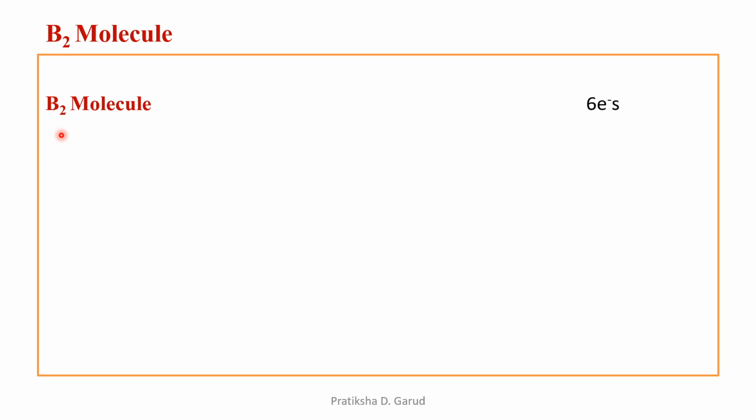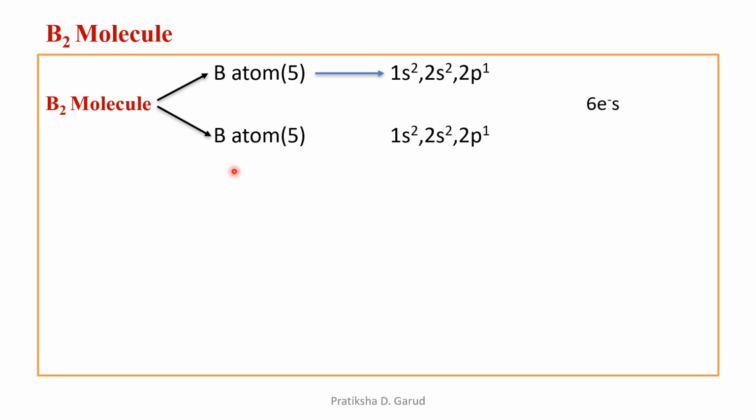So let's see that the B2 molecule, the structure says it consists of two boron atoms. So we are having the first boron atom with the atomic number 5. That means its electronic configuration is 1s2, 2s2, 2p1. Similarly, we are having the second boron atom with the atomic number 5. That means the electronic configuration is 1s2, 2s2, 2p1.